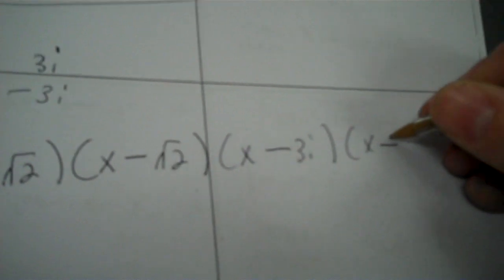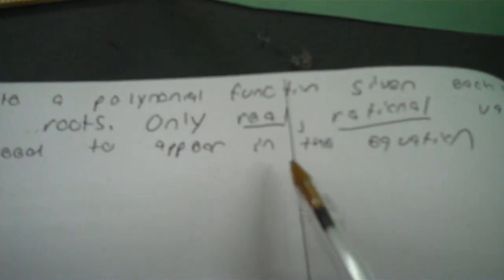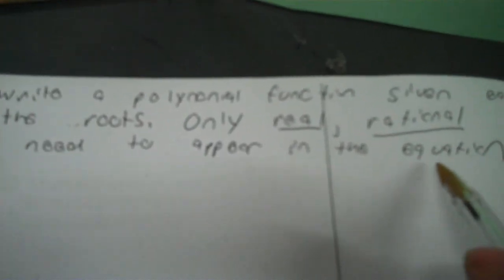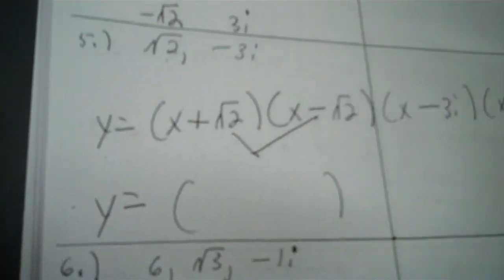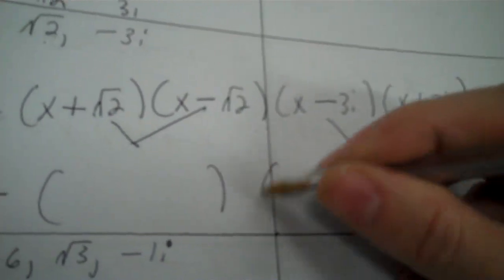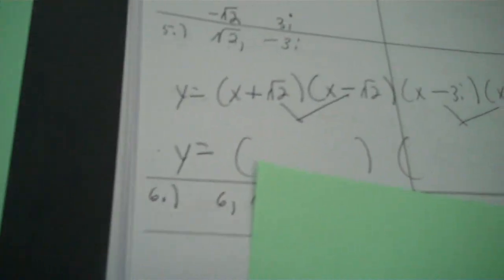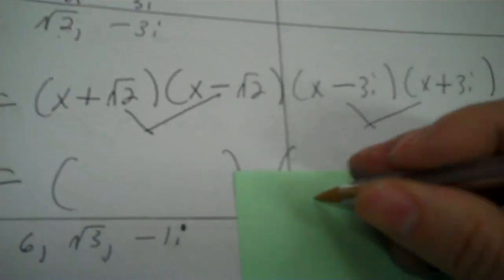X minus, then I make that positive 3i. But you need to take it a step further, because only real rational values need to appear in the equation, okay? So, I'm going to do the FOIL method. I'm going to combine these into one parentheses and combine those into one. There is a quick way, but many of you may not remember it, okay? So if I FOIL, just watch me do it, because there's a quicker way to get what's in there.